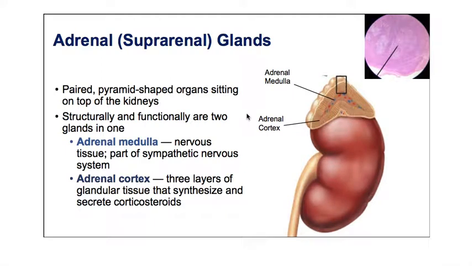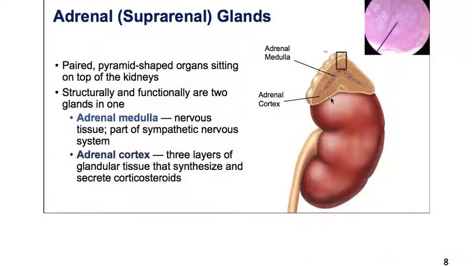In order to understand the long-term and short-term stress response, we need to understand the structure and function of the adrenal glands. The adrenal glands are found on top of the kidneys. There are two portions to the adrenal glands. The adrenal medulla is the inner portion, and the adrenal cortex is the outer portion.